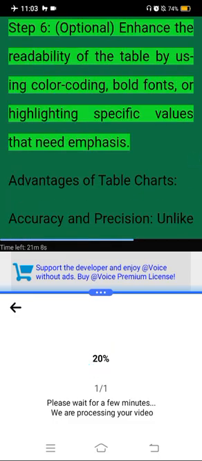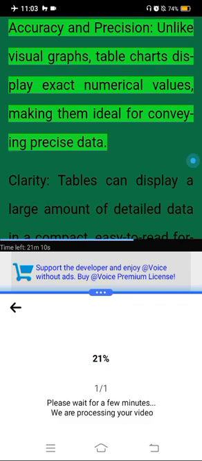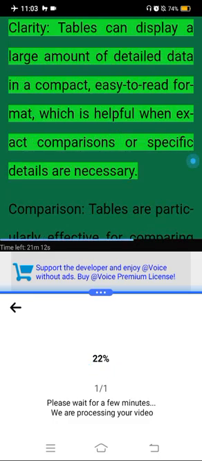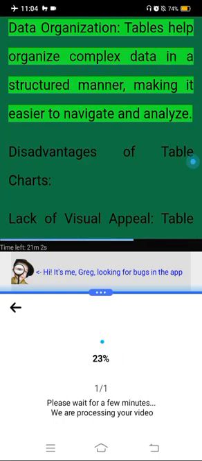Step 6. Optional. Enhance the readability of the table by using color coding, bold fonts, or highlighting specific values that need emphasis. Advantages of table charts. Accuracy and precision. Unlike visual graphs, table charts display exact numerical values, making them ideal for conveying precise data. Clarity. Tables can display a large amount of detailed data in a compact, easy-to-read format, which is helpful when exact comparisons or specific details are necessary. Comparison. Tables are particularly effective for comparing several variables or categories side by side, allowing easy identification of differences between them. Data organization. Tables help organize complex data in a structured manner, making it easier to navigate and analyze.